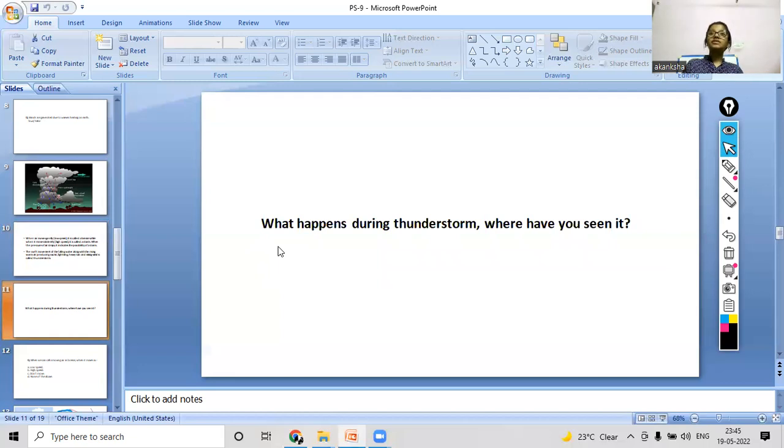Okay, what happens during the thunderstorm? The cold air rises, the hot air comes downwards, and the winds slowly and steadily. Yes, you all are right. This wind slowly and steadily becomes violent, and there is lightning, there is thundering, there is sound, and the wind speed gets higher. So yes, all these things happen during a thunderstorm. And where have you seen it? Have you seen it or not? Yes, you must have seen it. Yes, during the monsoon season we see it more. So yes, you all answered it correctly.